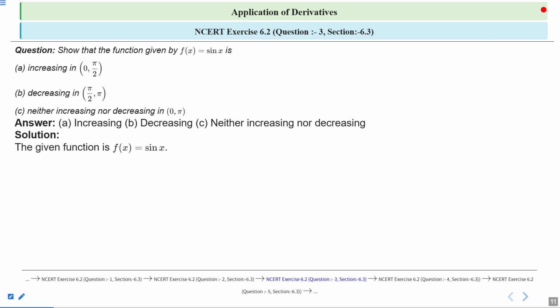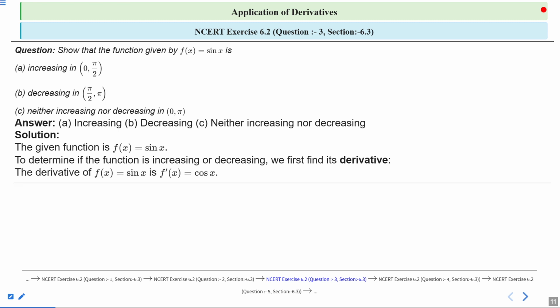The given function is f(x) equal to sin x, right? To determine whether the function is increasing or decreasing, we first find its derivative. So the derivative of f(x) equal to sin x is f dash x equal to cos x, right?